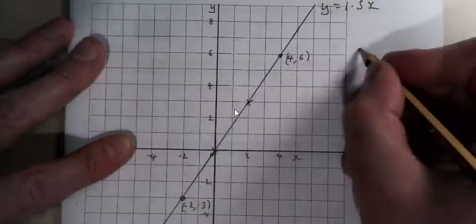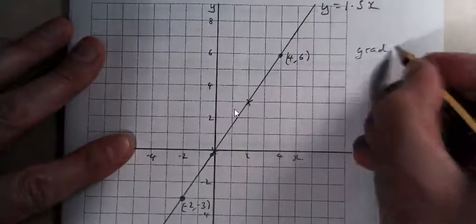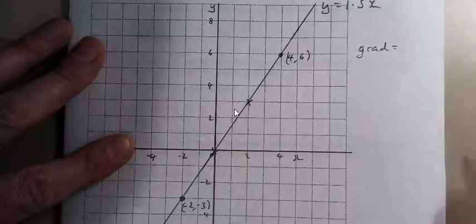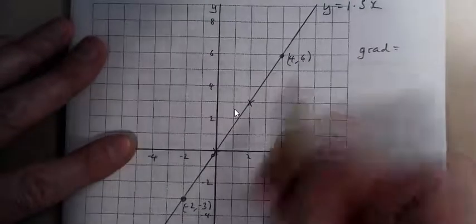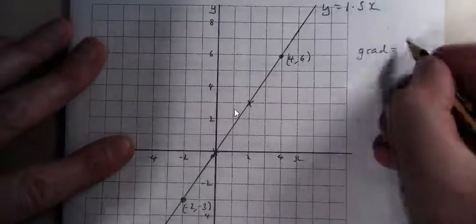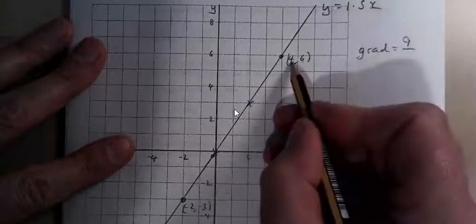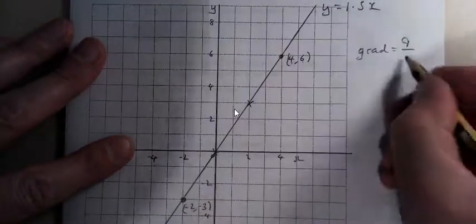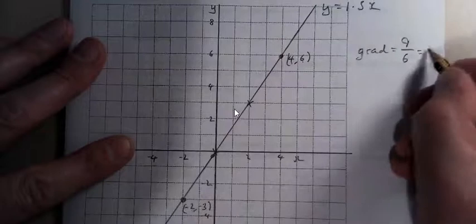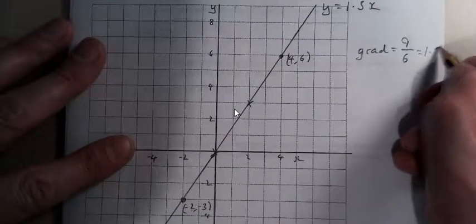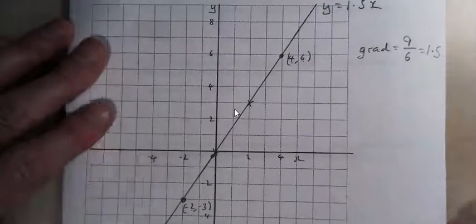Okay, so our gradient then is the difference in the y coordinates. 6 minus -3 is going to give me 9. And then 4 minus -2. And if I cancel that down, then I get 1.5. Or I'm going to write it then as 1.5.